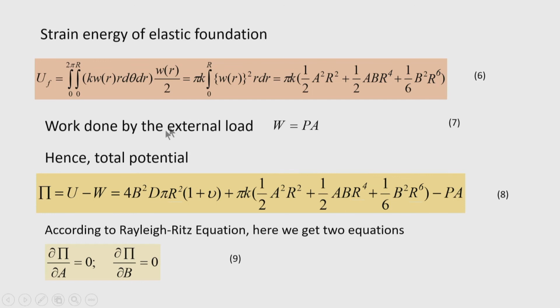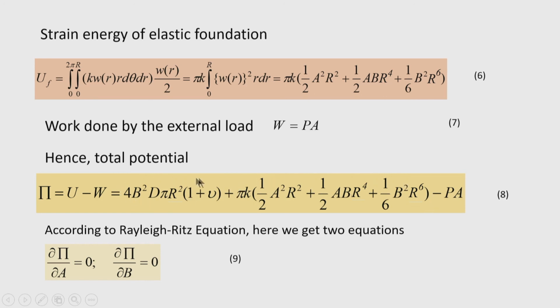Then the total potential will be pi equal to U minus W, and U equals 4 b square D pi r square (1 plus mu). This term is the contribution of the strain energy of the plate, plus this term, pi k (half A square r square plus half A B r to the power 4 plus 1 by 6 B square r to the power 6) minus P A, is the contribution of the elastic foundation.